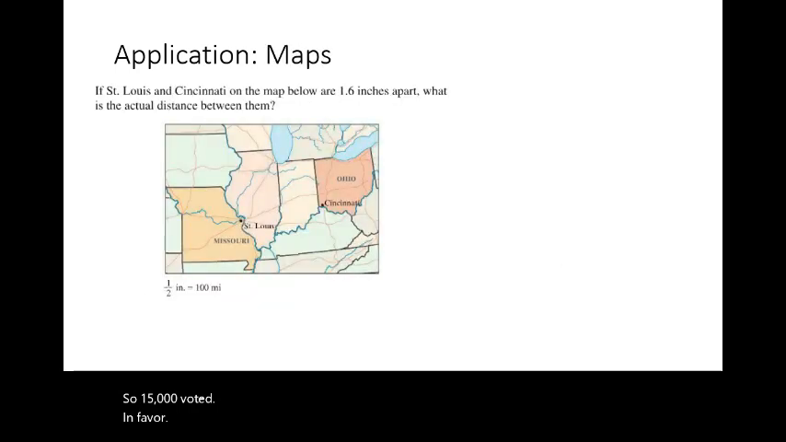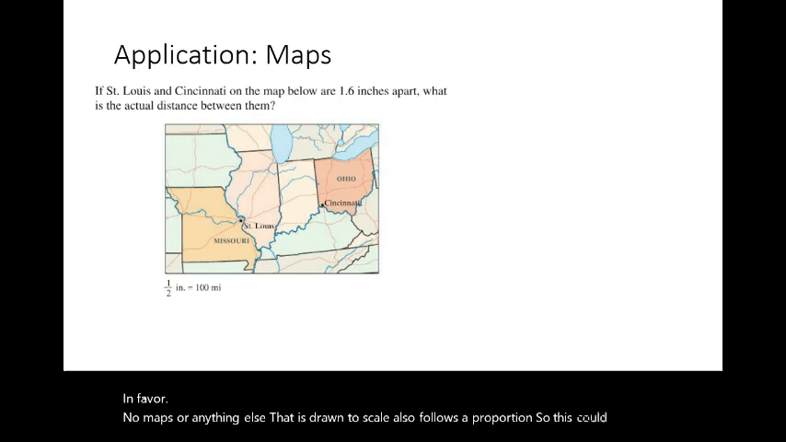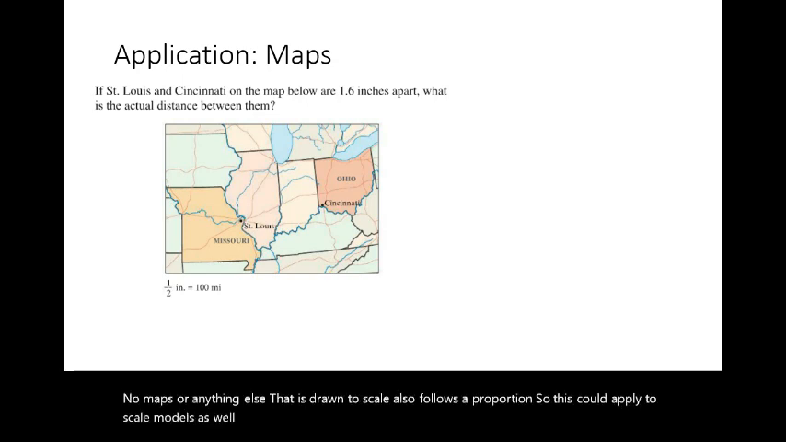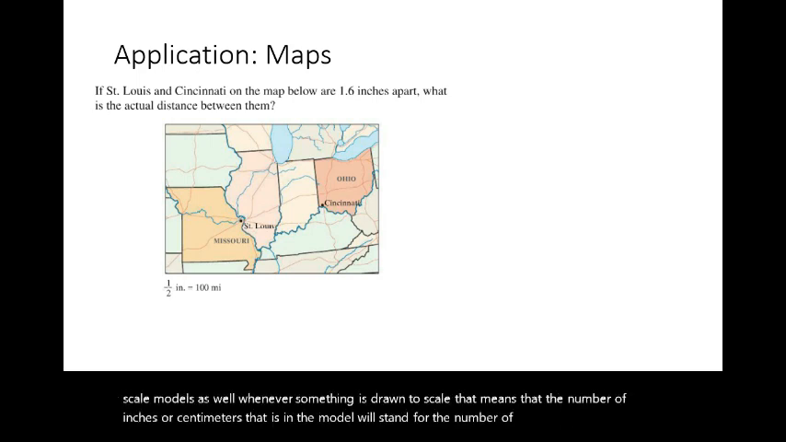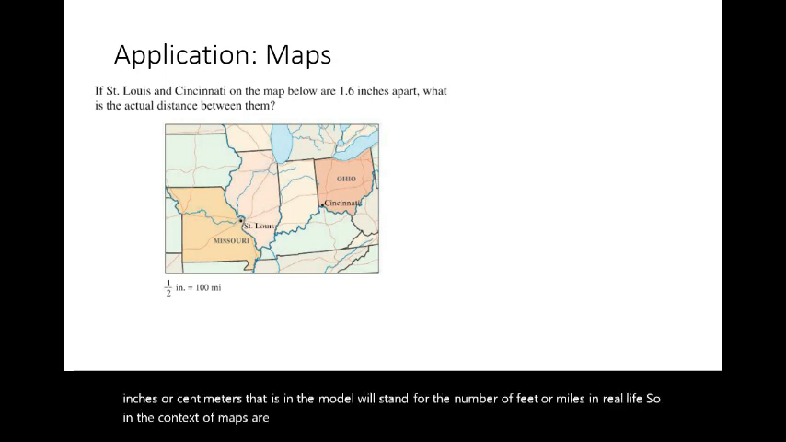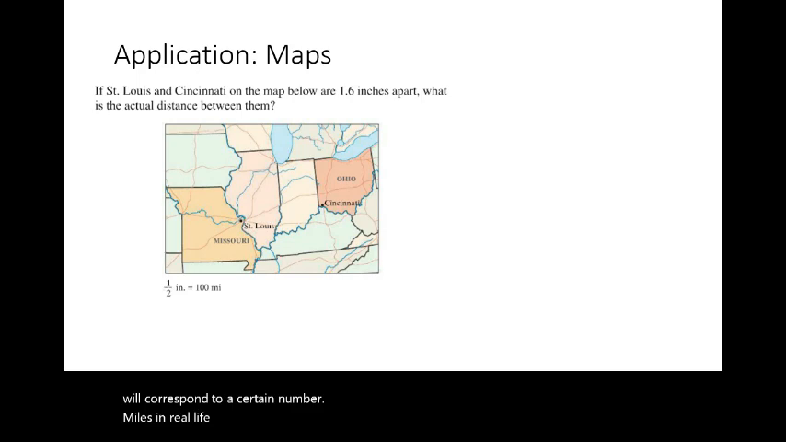Now, maps or anything else that is drawn to scale also follows a proportion. So this could apply to scale models as well. Whenever something is drawn to scale, that means that the number of inches or centimeters in the model will stand for the number of feet or miles in real life. So in the context of maps, maps are drawn in such a way that the number of inches on a map will correspond to a certain number of miles in real life. So each map is different.